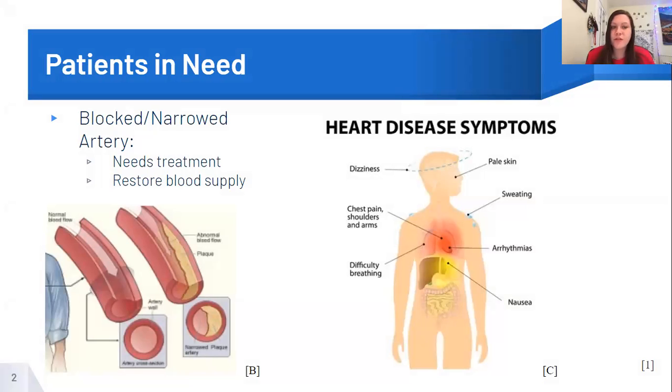So first, we wanted to focus on the patients who would need our device. So patients who require bypass surgery will have a blocked or narrowed artery that needs to be treated to restore the blood supply to their heart muscle. These patients can express the following symptoms: dizziness, chest pain, difficulty breathing, pale skin, sweating, arrhythmias, and nausea.